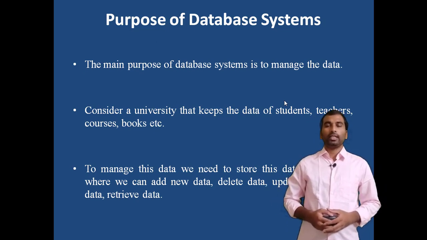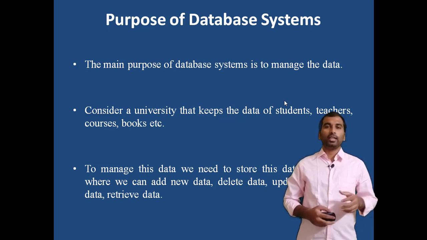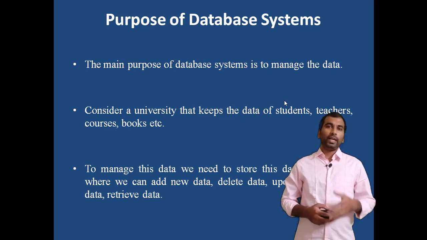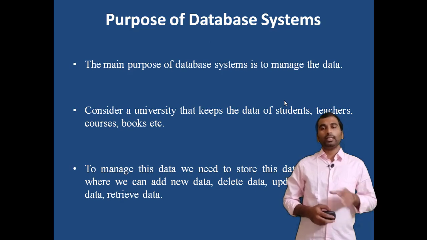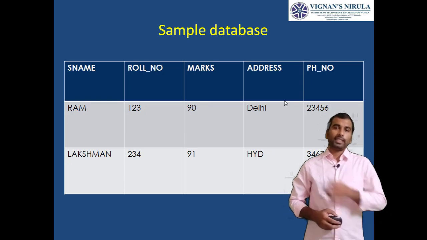What is the purpose of a database system? The main purpose of a database system is to manage the data. Consider a university that keeps the data of students, teachers, courses, books, etc. To manage this data, we need to store it somewhere where we can add new data or delete data or update the outdated data and retrieve the data. To perform all these operations on data, we need a database management system, which allows us to store the data in such a way that all these operations can be performed on the data efficiently. You can see the example here.